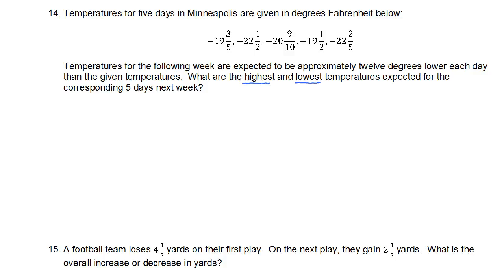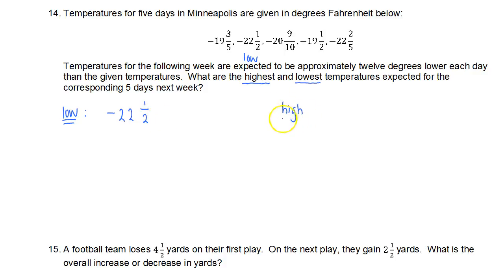So we've got negative 22.5, which would be negative 22.5. And we have negative 22 2/5, which would be negative 22.4. So actually, this negative 22.5 would be farthest from 0 on the negative side. So that is the low temperature that we've got to work with. So the low temperature, negative 22 1/2.